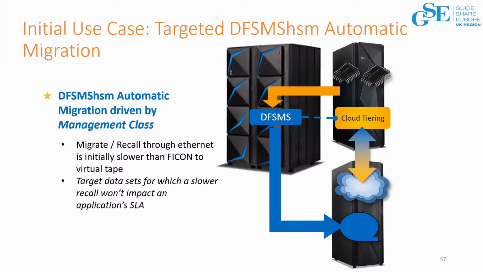So the initial use case for TCT is to target HSM automatic migration to the cloud. And you do this by setting cloud as the migration tier in the management class. And it's important to know that migrate recall through Ethernet is currently slower than FICON to virtual tape. So when you set up the management class, you want to target data sets for which slower recall is acceptable.